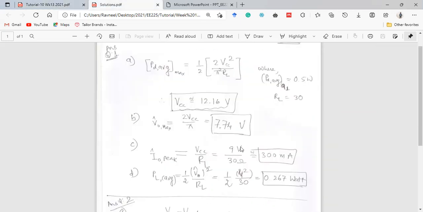So we know that the VCC value that we are supposed to use is 9 volt and the load resistance is 30 ohms. So VCC divided by RL is going to give us the peak output current. That is approximately 300 milliamps. To be exact, it is 300 milliamps.